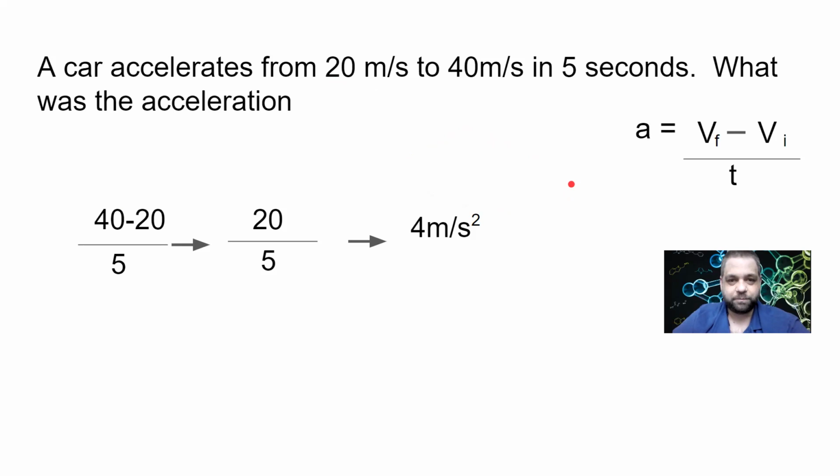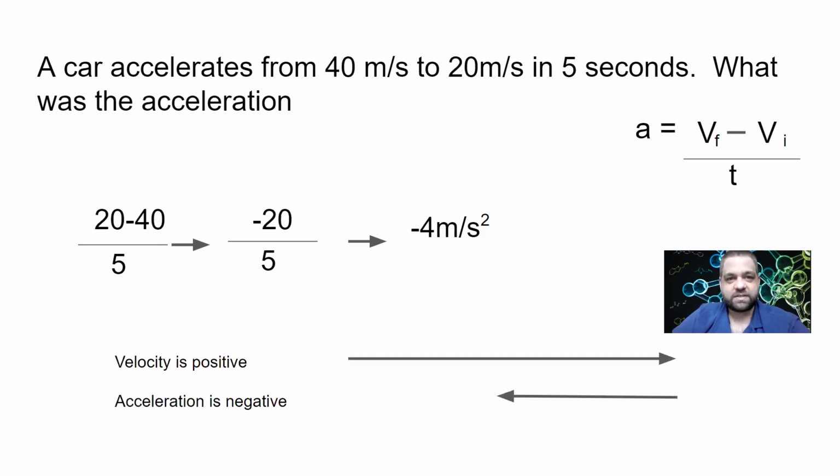That's all it is. Now, let's change this problem a little bit. Let's do the other way around. Let's say our car is accelerating from 40 meters per second to 20 meters per second in 5 seconds. What is the acceleration? Same numbers, but a different scenario, right? If we are going from a high speed to a low speed, we're slowing down, aren't we? So we're going to put this into our equation just like we did before.